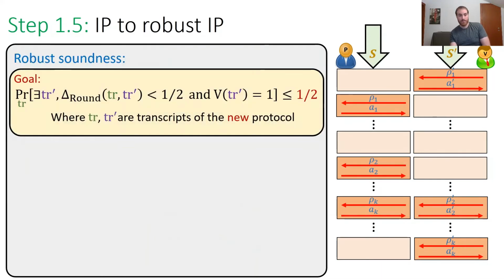Now let's take a look at robust soundness. So our goal, remember, is that the probability that there exists some other transcript that is close to the real transcript and is accepting be at most 1/2.